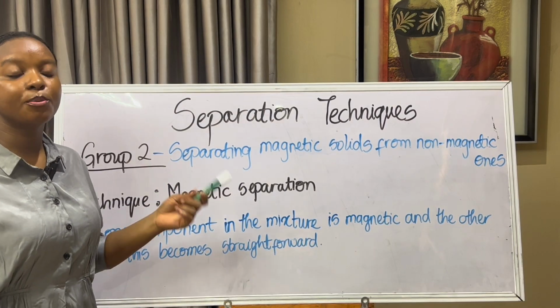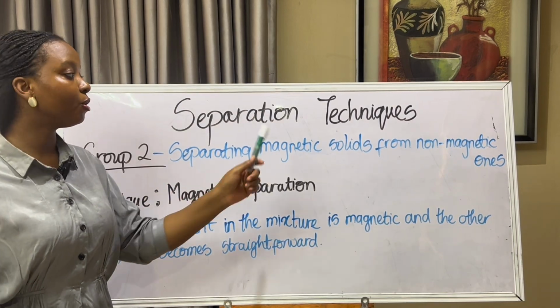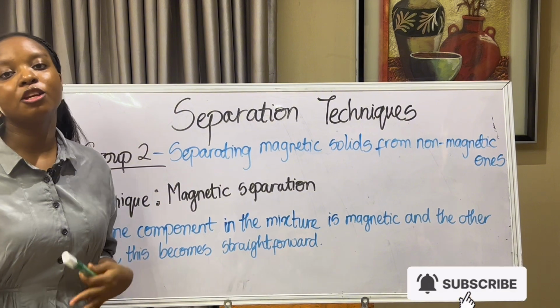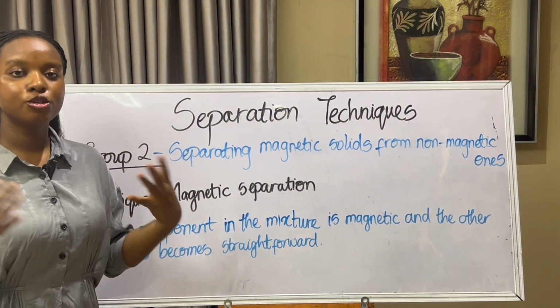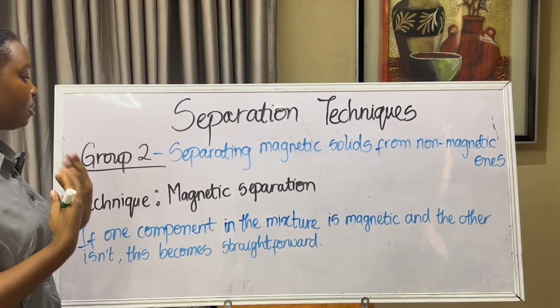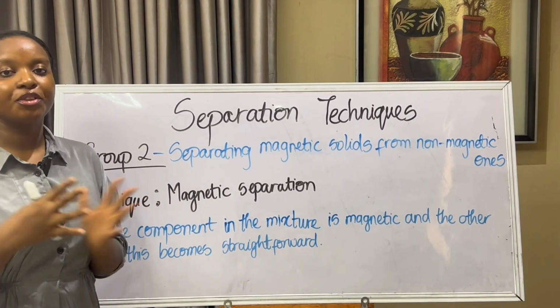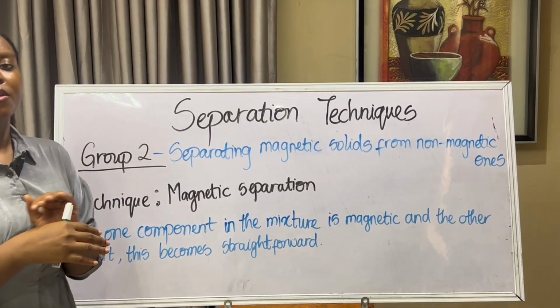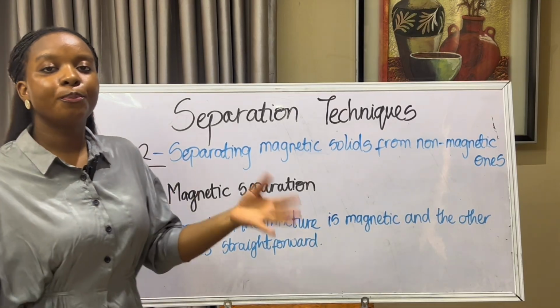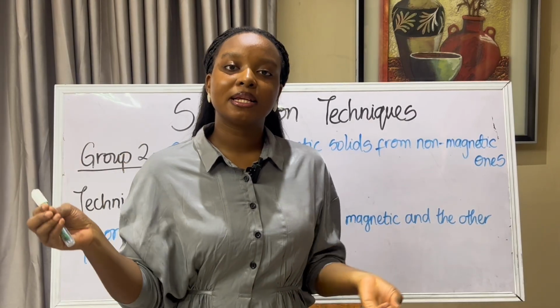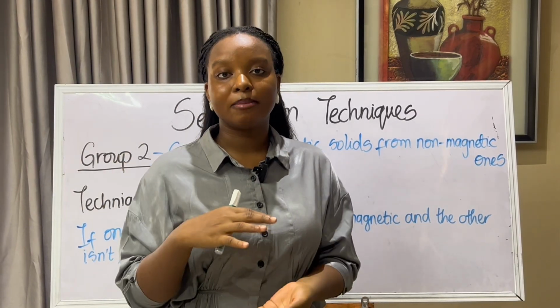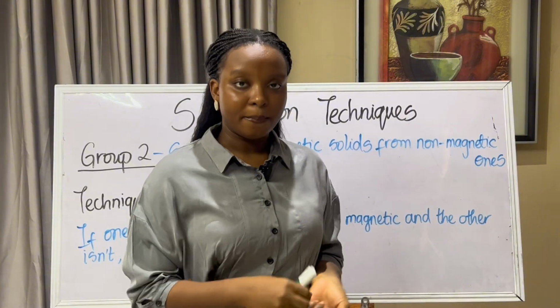Group 2 involves separating magnetic solids from non-magnetic ones. And the technique used in this group is magnetic separation. If one component in the mixture is magnetic and the other isn't, this makes it very straightforward. If you pass a magnet over this mixture, the magnetic component will stick to the magnet and leave the rest behind.